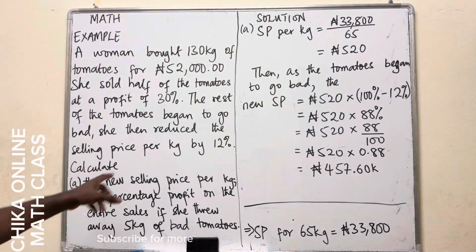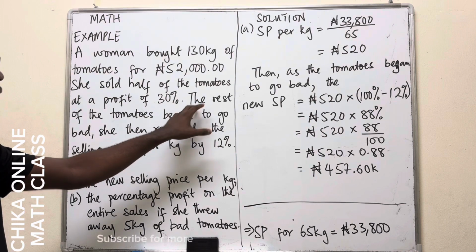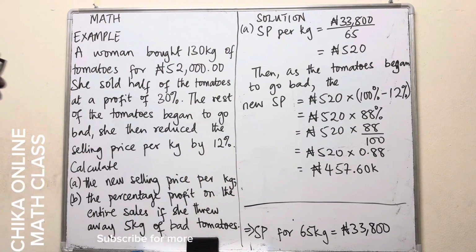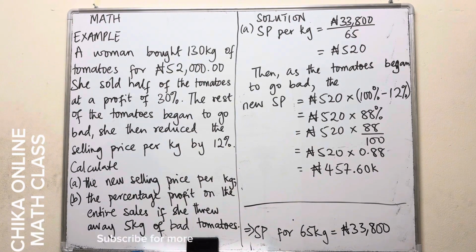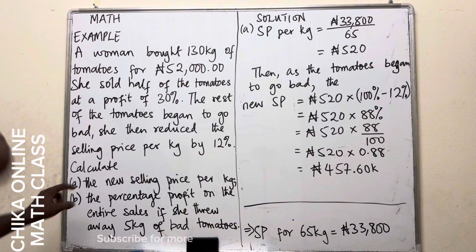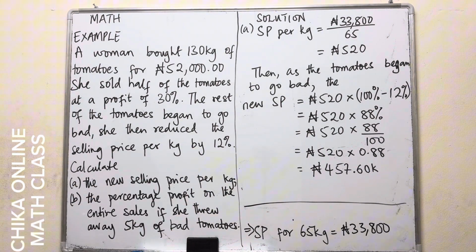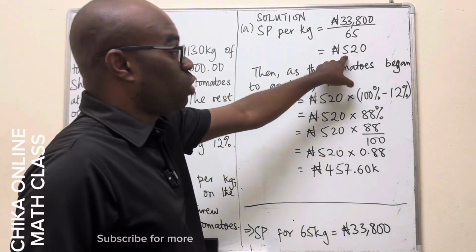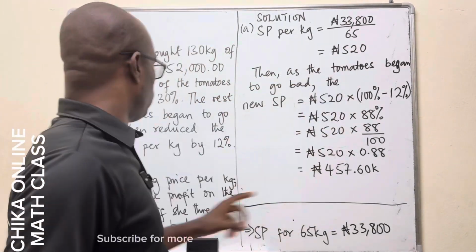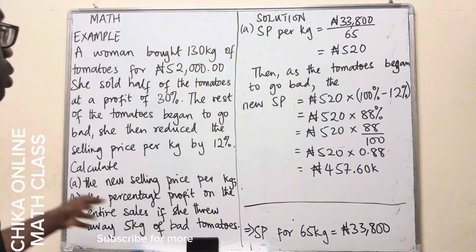Okay, so the question continues. The rest of the tomatoes began to go bad. She then reduced the selling price per kg by 12%. So we have to find the new selling price. Question A says calculate the new selling price per kg. So we'll reduce this by 12% to get the new selling price. So we continue the solution.